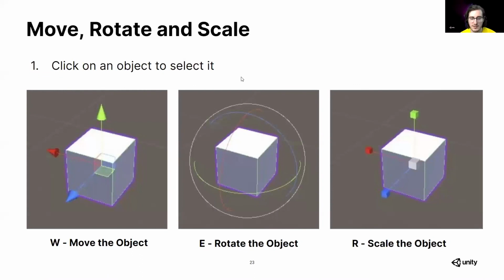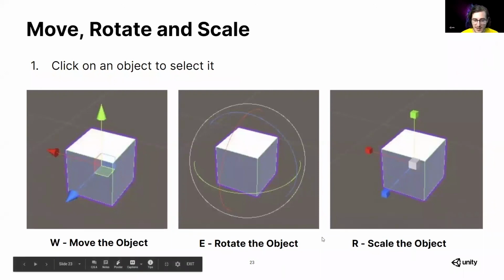Now, the next important part is how to manipulate our objects. When you click on an object, the 3 different ways you can manipulate it are to translate or move it, and you can get that gizmo with the W key. The next one is to rotate it, and you can get that gizmo with the E key. And finally, you can scale it, and you can get that with the R key.